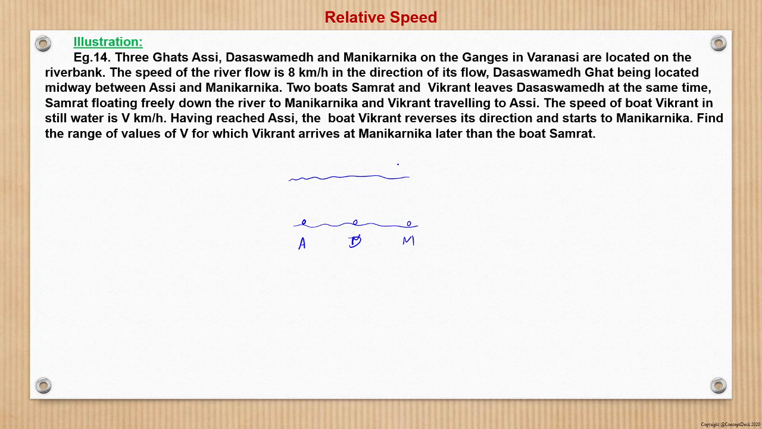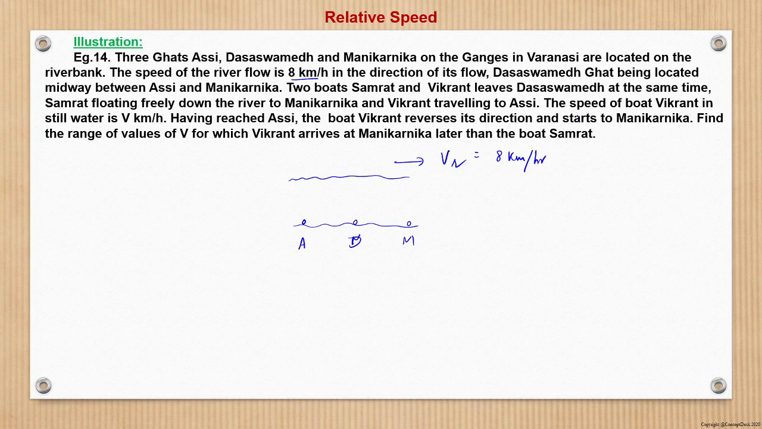Samrat is floating, and suppose Ganga is flowing in this direction. It's given that the river flows at a speed of 8 km per hour in the direction of its flow, Dasaswamedh Ghat being midway between Assi and Manikarnika. So this VR is given as 8 km per hour.